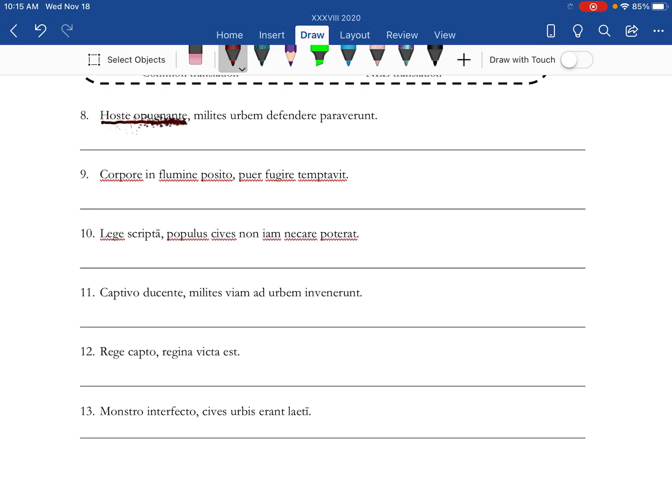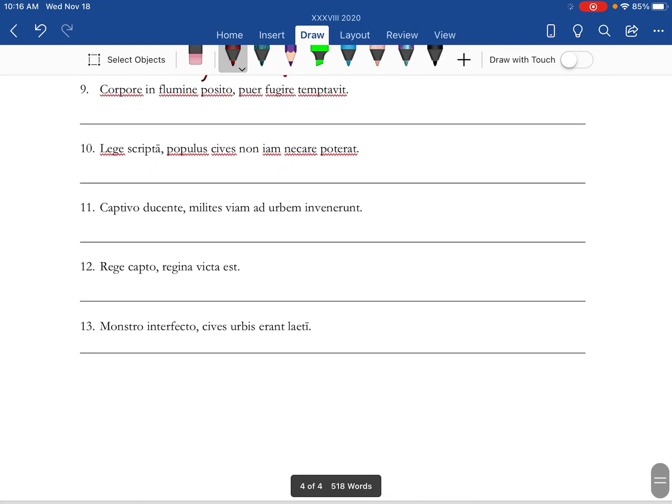So here's our ablative absolute with a present active participle. With the enemy attacking, or you can say while the enemy was attacking, the soldiers prepared to defend the city.